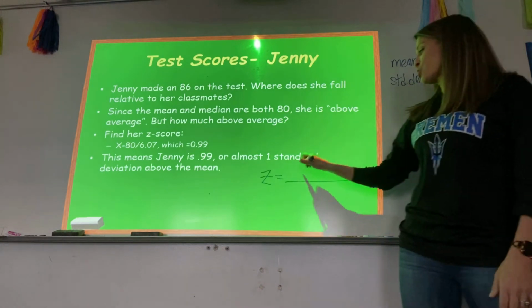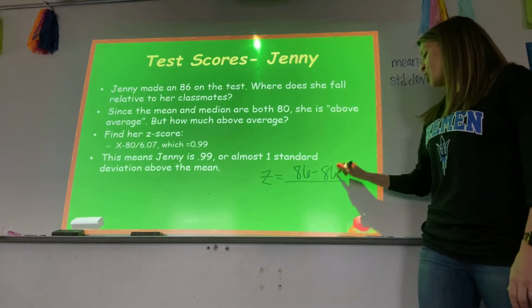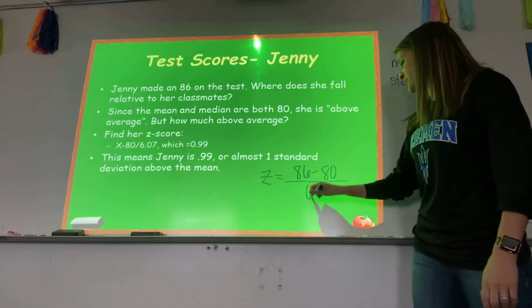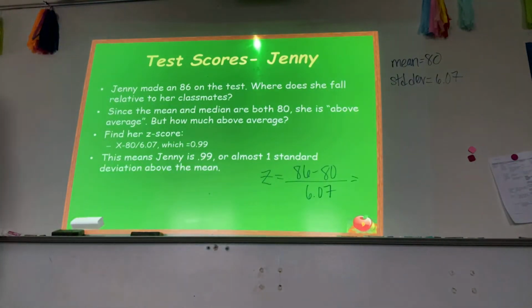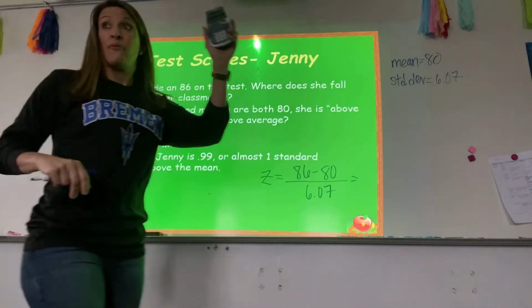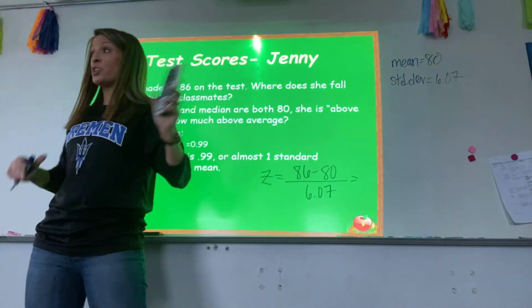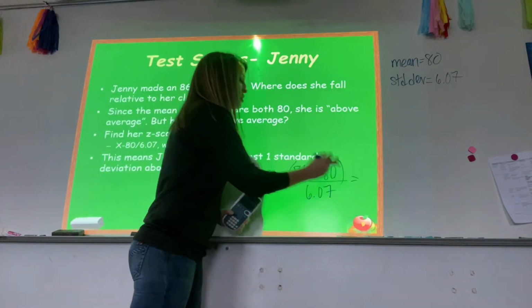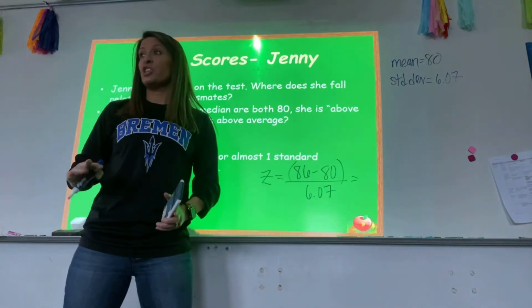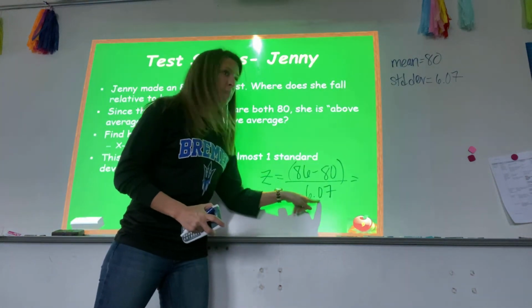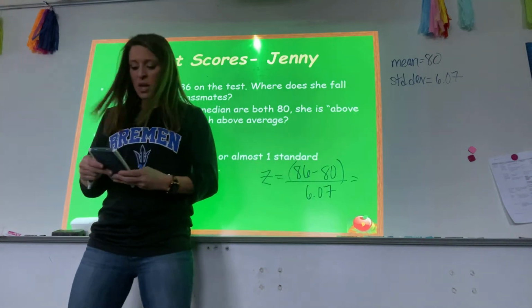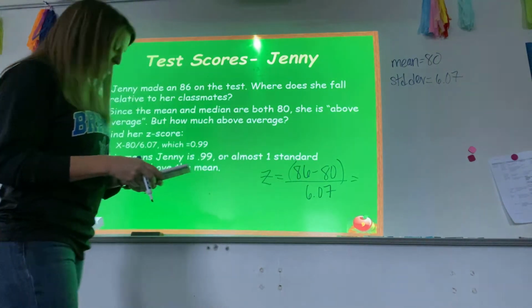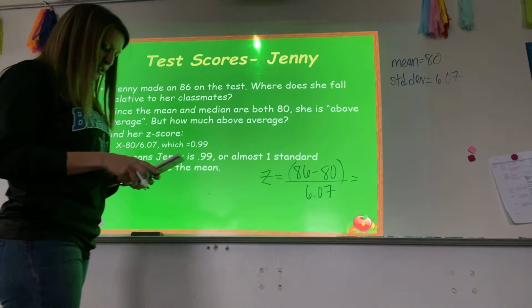All right, so her score was 86, and we're going to subtract the mean 80, and divide by 6.07. Again, be careful. Use one of your little calculators to do this, because if you don't, remember, it will divide before it subtracts. It's going to do PEMDAS operations. So if you don't put parentheses around this or use a fraction bar, it's going to do 80 divided by 6.07 before it subtracts. But we know that's not what we want. So either use the little calculator or use parentheses in your big calculator.